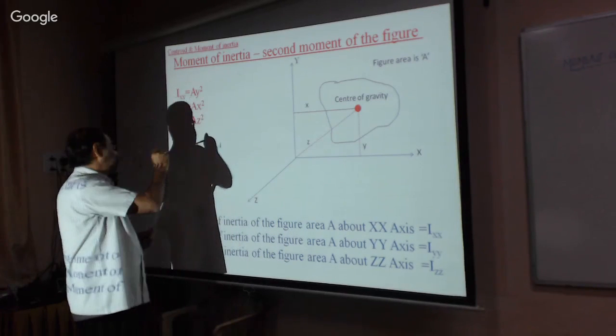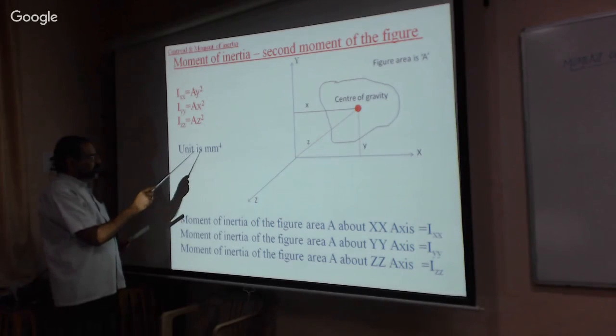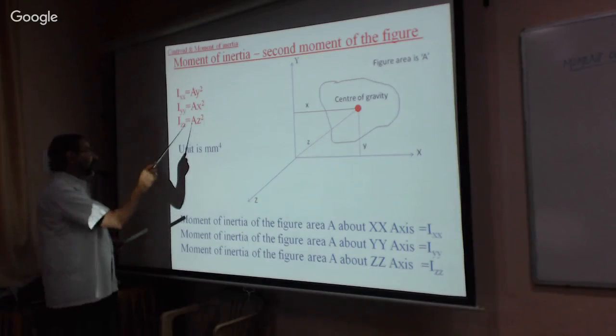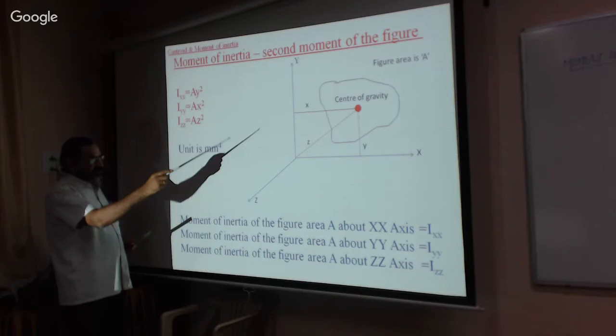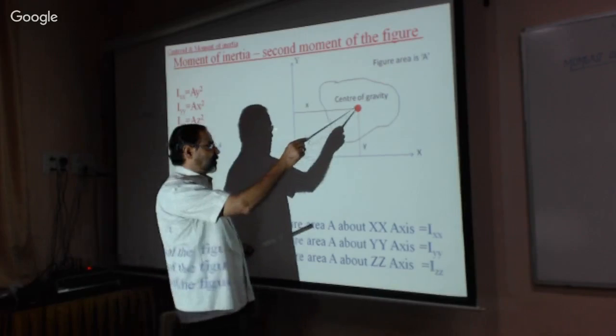It is I-z. And please understand, the unit is millimeter to the power 4, because area is in millimeter square. Z is the distance, so z squared is millimeter square. Millimeter square into millimeter square is millimeter to the power of 4.